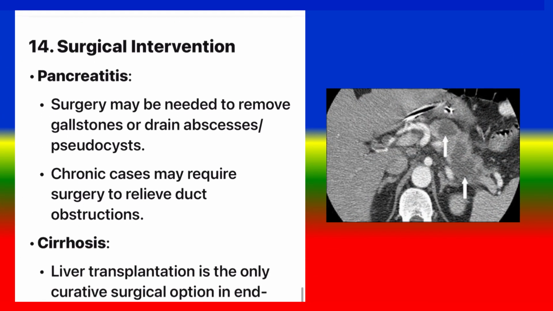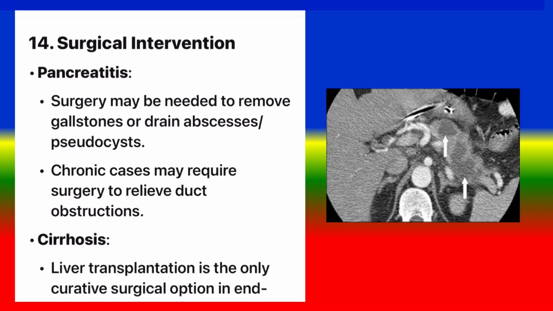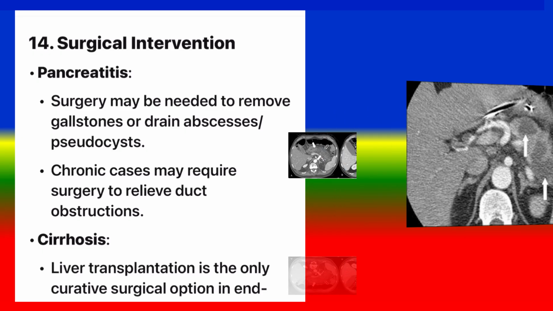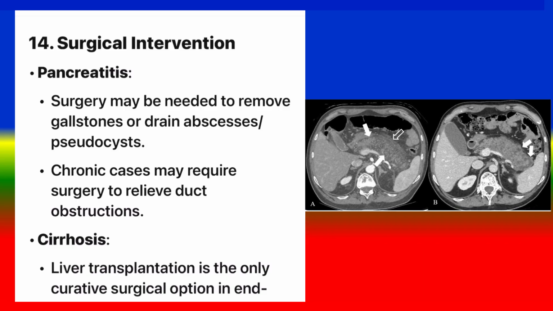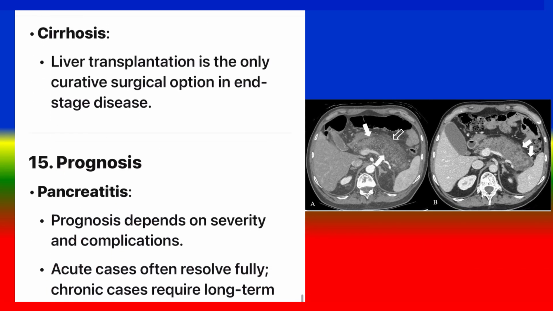14. Surgical intervention. Pancreatitis. Surgery may be needed to remove gallstones or drain abscesses, pseudocysts. Chronic cases may require surgery to relieve duct obstructions. Cirrhosis. Liver transplantation is the only curative surgical option in end-stage disease.